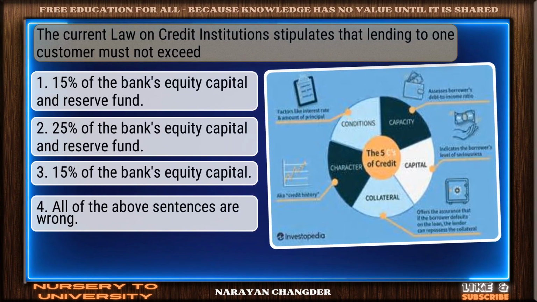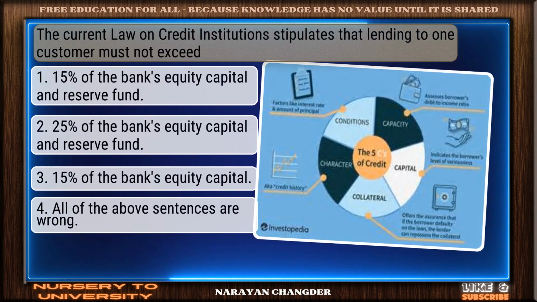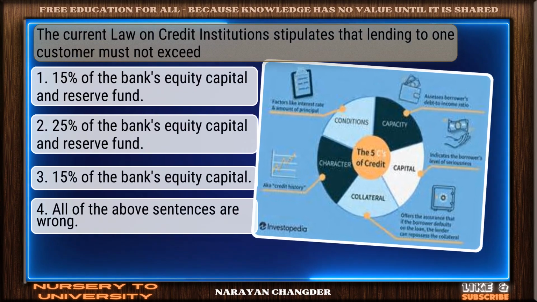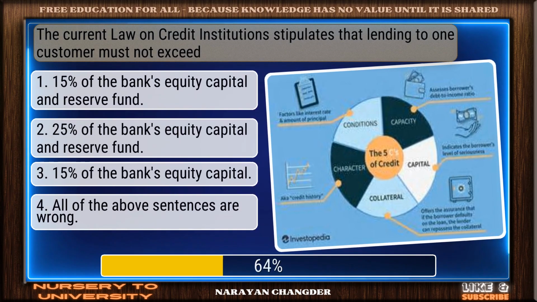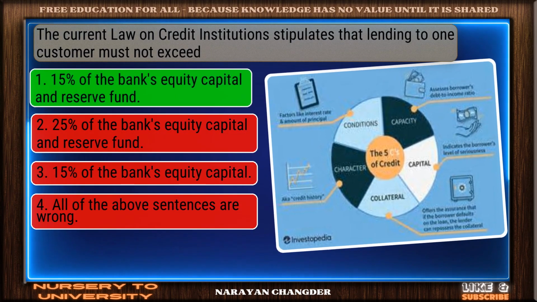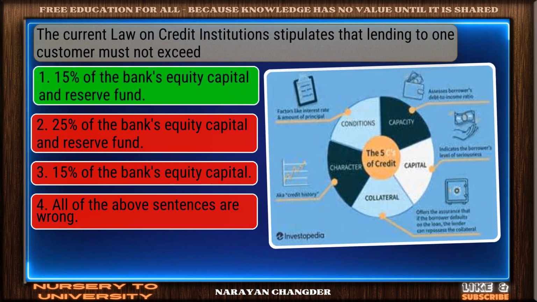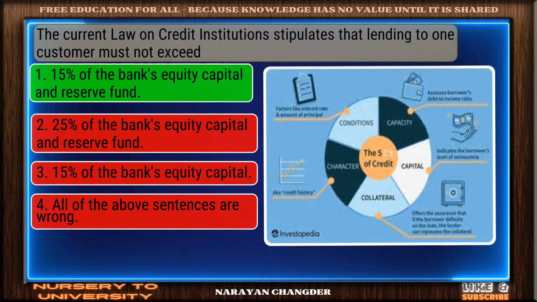The current law on credit institutions stipulates that lending to one customer must not exceed. Well picked. 15% of the bank's equity capital and reserve fund is the correct answer.